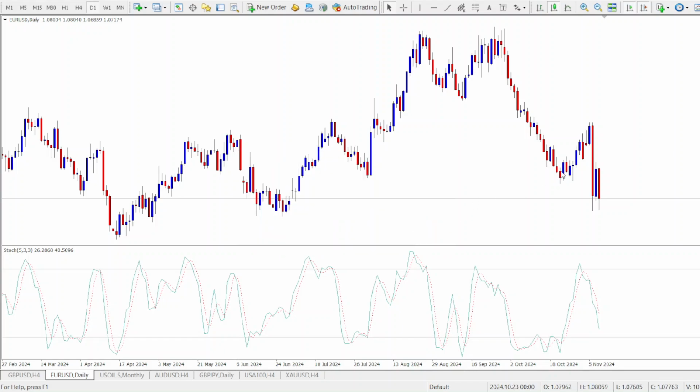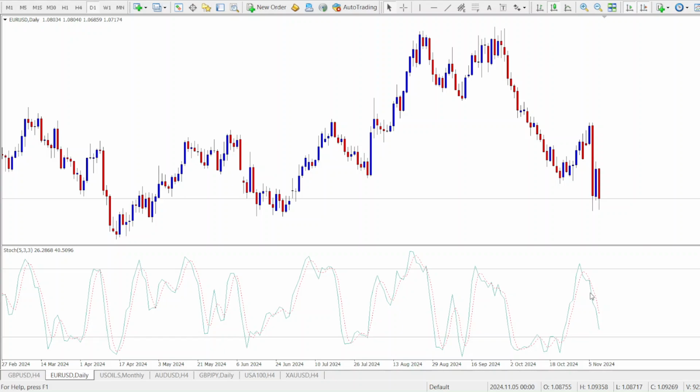These two lines are plotted together, and crossovers between them are often used as buy or sell signals. When you have a bullish crossover within the oversold territory or close to it, you have a buy signal. When you have a bearish crossover within the overbought territory or close to it, you have a sell signal. Now, why focus on the daily chart specifically?